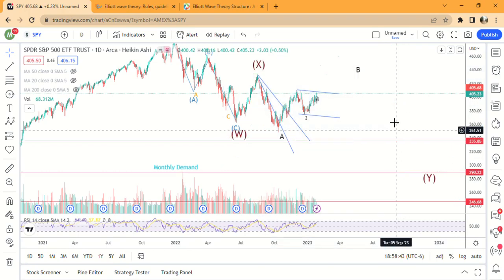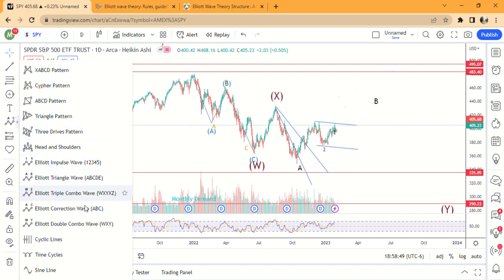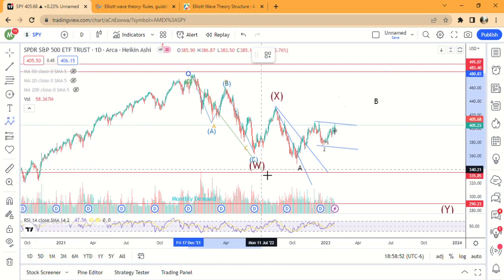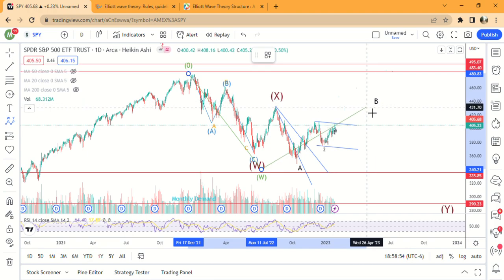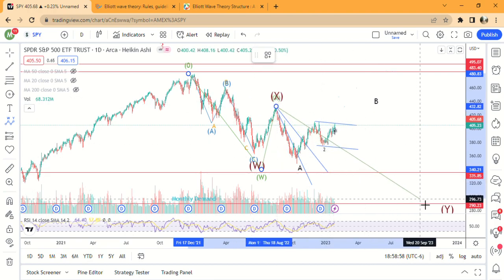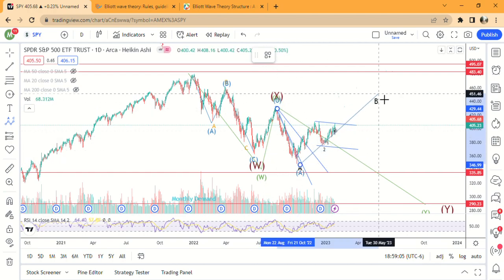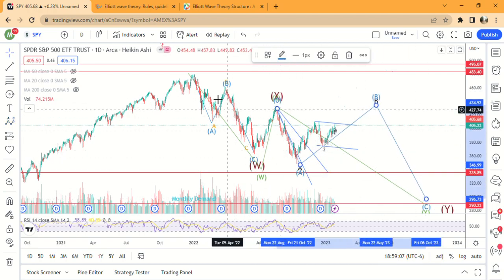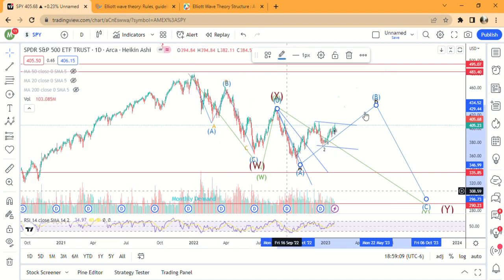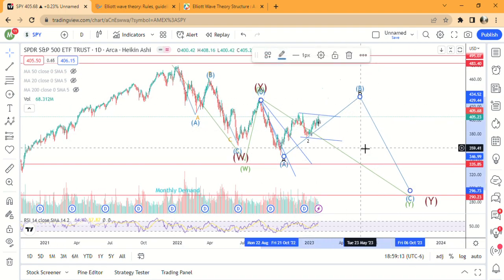Based on structure again, we're looking at a zigzag. So the whole pattern is going to end up being a zigzag, WX, or I'm sorry, X is right here, WXY, and then A, B, C. So pretty much this is actually a double three correction overall. That's what makes the most sense to me.